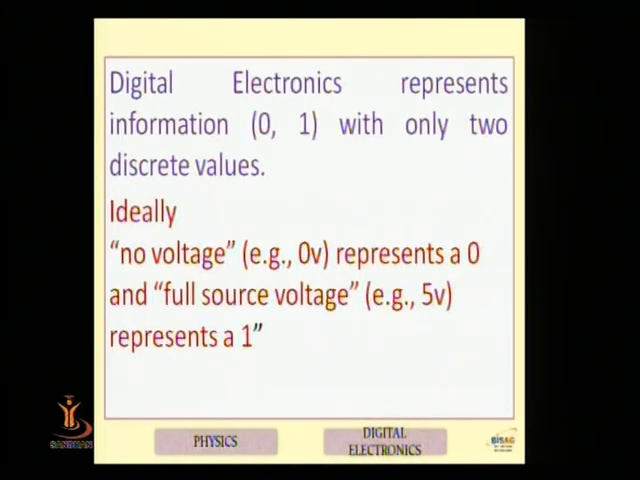Now, as I told you, digital electronics is nothing but dealing with 0 and 1. Ideally, 0 volt means no volt, and it is indicated by 0. There are two types of voltages, DC volt and AC volt. 0 volt DC is logic 0, and 5 volt DC is logic 1.